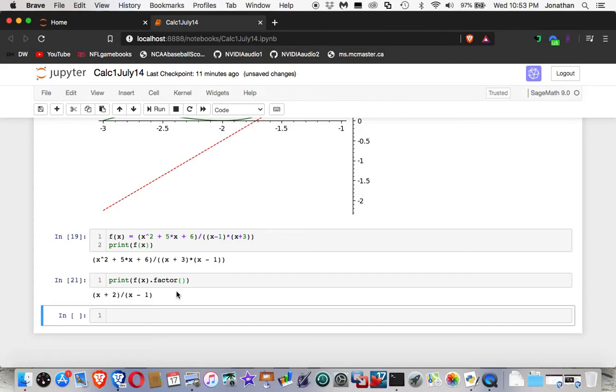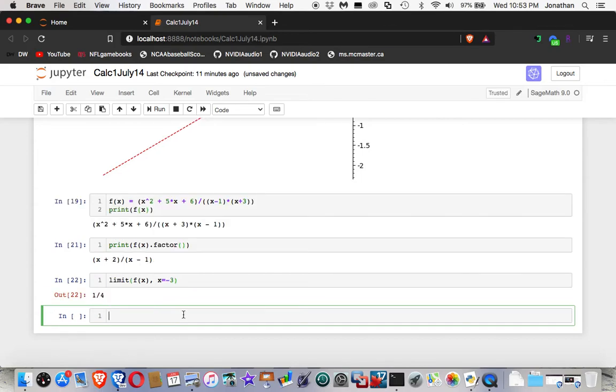So I'm going to find the limit of this as x goes towards -3. And from what we know about limits, this will give us -3 plus 2, all divided by -3 minus 1. So we should get 1/4 for our limit here. So I'm going to find the limit of f of x as x goes to -3, and I get 1/4. So I get my -3 plus 2, all divided by -3 minus 1, so 1/4.